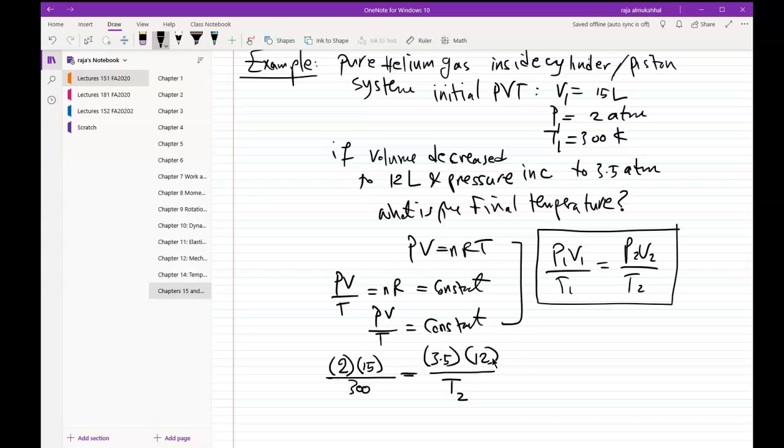As you can see, the reason I didn't convert the units is because even if I said here 12 liters and this is 15 liters, you can see it'll cancel out. You see what I'm saying? Same thing with ATM and ATM and so on. So that's why I didn't bother to convert. Okay.